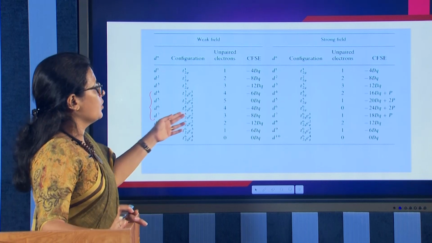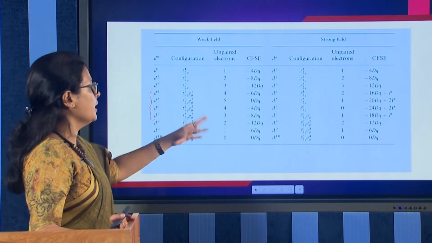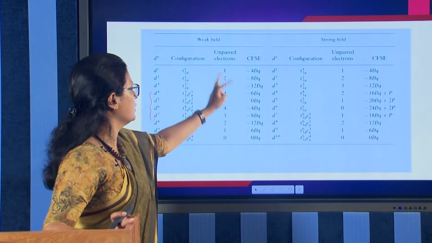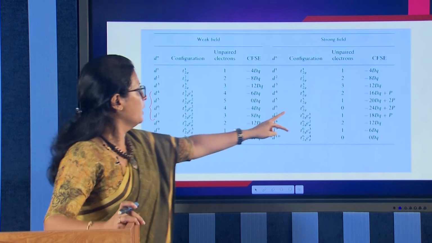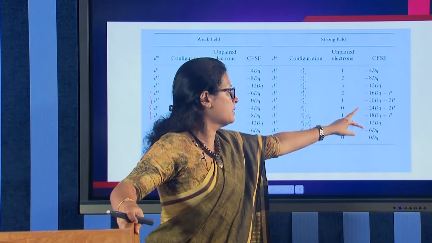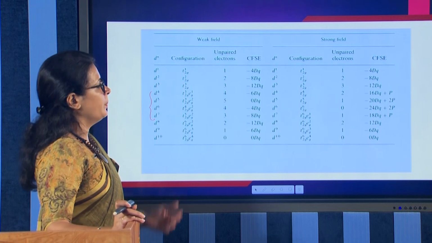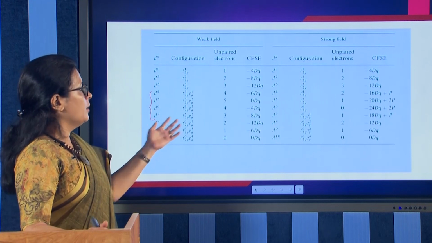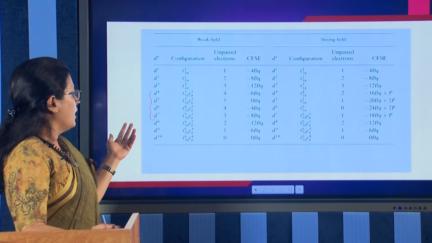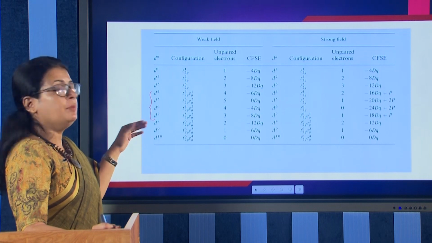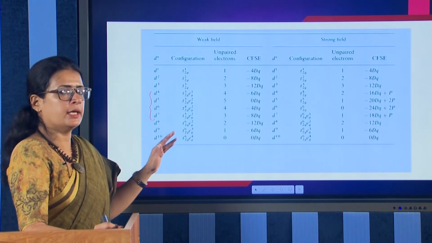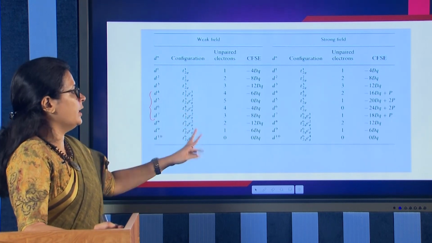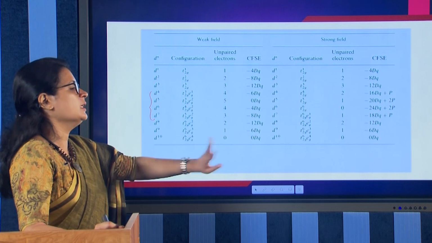The D6 case is also discussed, weak field and strong field, both having different CFSE values. For D6, with a weak field ligand it is minus 4 dQ, and in the case of a strong field ligand, it is minus 24 dQ plus 2 pairing energy. Now D7 also has two cases, weak field and strong field, both having different CFSE. And from D8 to D10, we have only one case, as in D1, D2, D3. Whether it is weak field or strong field, the number of unpaired electrons and the CFSE are the same.